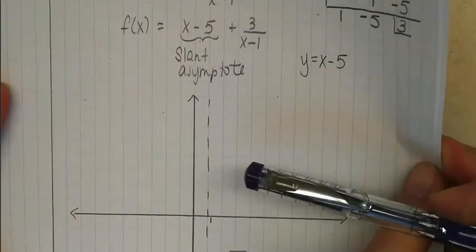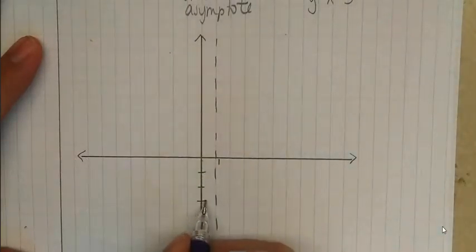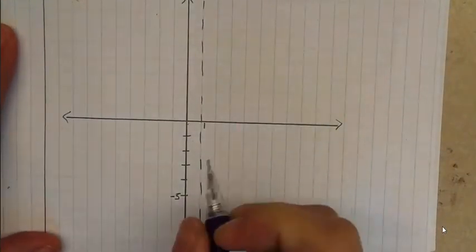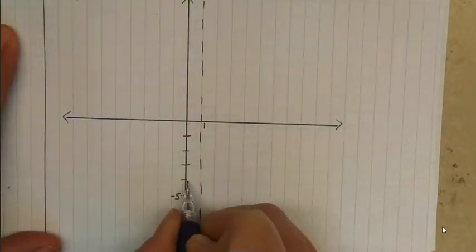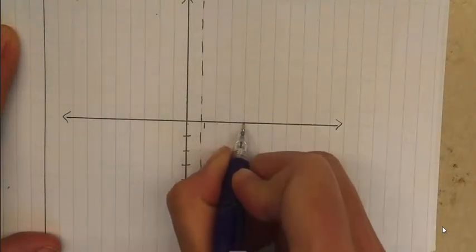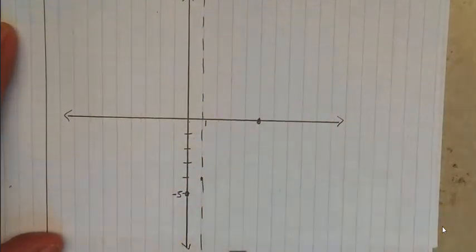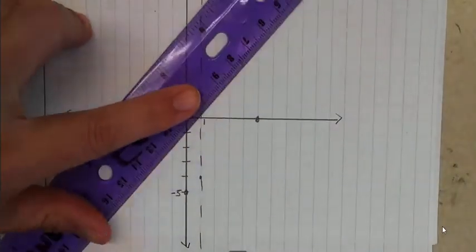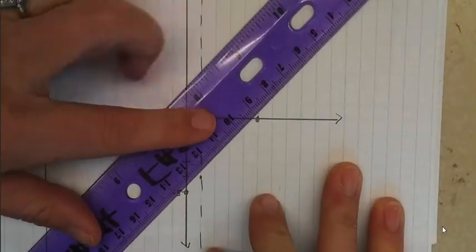Now, that's not a vertical or horizontal line. That's a diagonal line. So I'm going to graph that as an asymptote. Up 1 over 1. How about up 5, 2, 3, 4, 5. Just getting my x-intercept there so I can have a more accurate line.